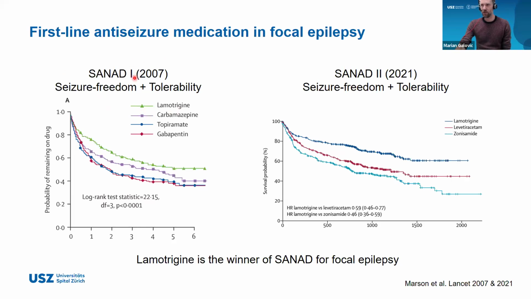And in 2007, the winner of the SANAD study was lamotrigine, which was significantly better than carbamazepine and also topiramate and gabapentin. Well, but at that time, we did not study levetiracetam or other medications. So there was another SANAD study in 2021 where the researchers compared lamotrigine, levetiracetam, and zonisamide. And again, lamotrigine was the winner of this contest. So at least according to the SANAD studies, lamotrigine should be favored in people with focal epilepsy.